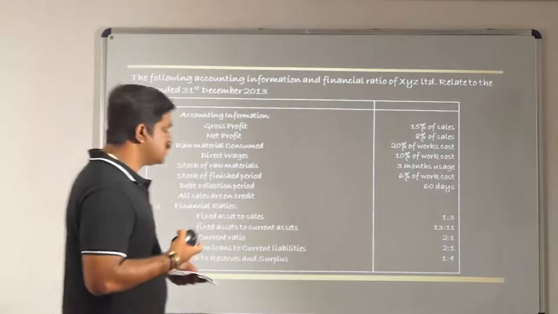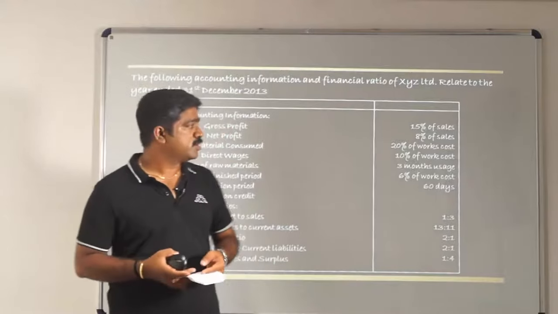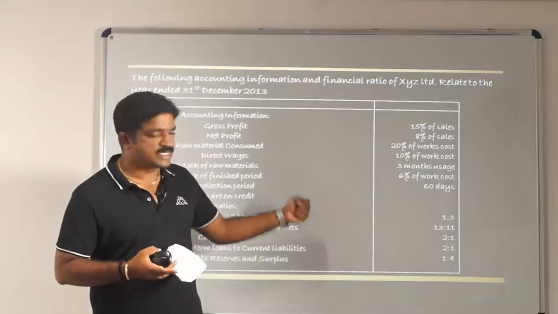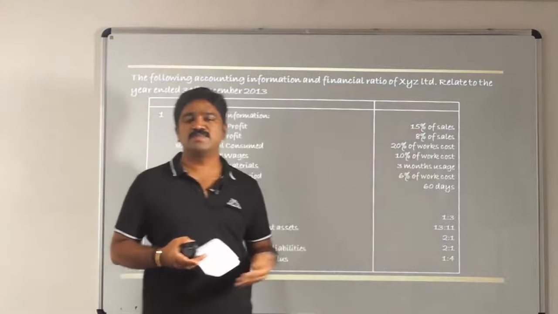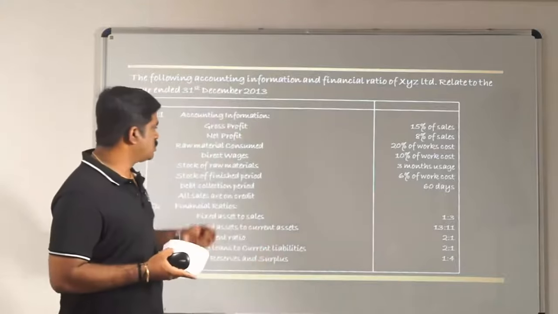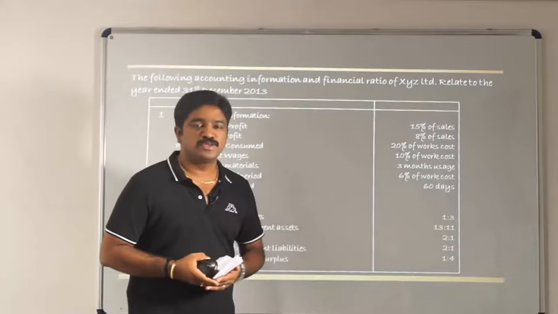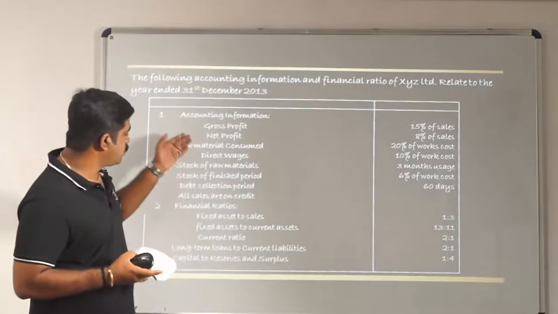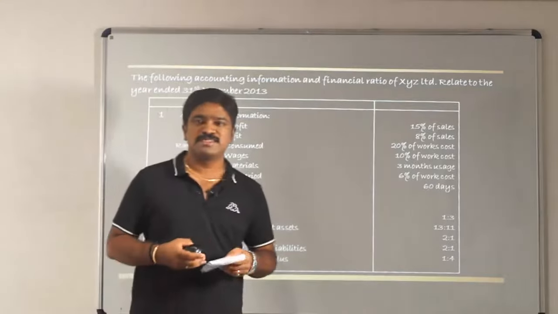Now the question is, how do you find out your works cost? Since you know what your sales is, and since you know what your gross profit is, sales minus gross profit will give you your works cost. On that works cost, if you apply 20%, 10%, 6%, you get to know your raw material cost, your direct wages, and your stock of finished period. So let's get started.